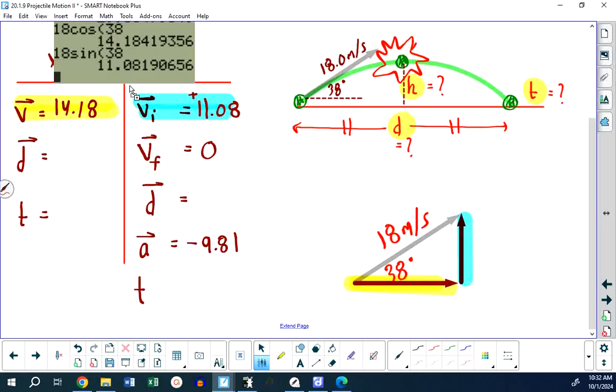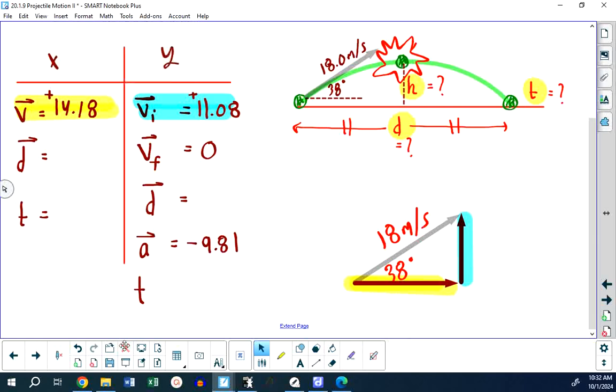The vertical component is pointing towards the sky, so I'm going to assign that as a positive. I'm also assigning the horizontal component of the velocity, that 14.18, as being positive. But, I mean, that's neither here nor there. If the object had been launched up and to the left, I probably still would assign that a positive value.